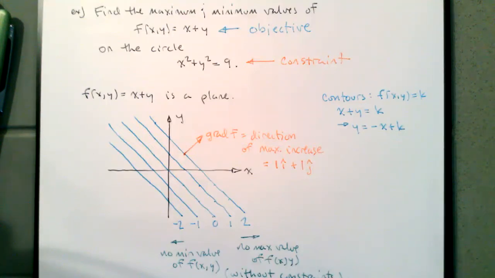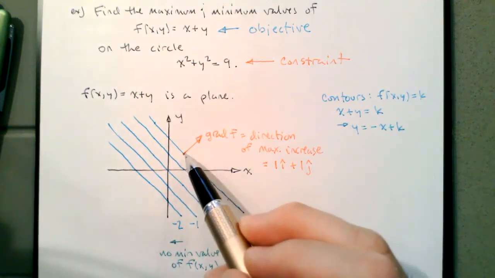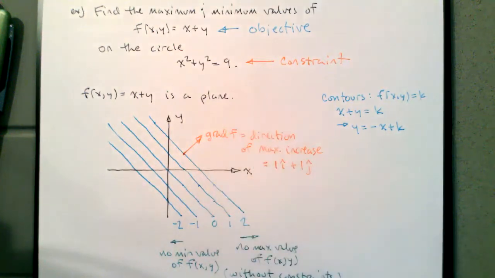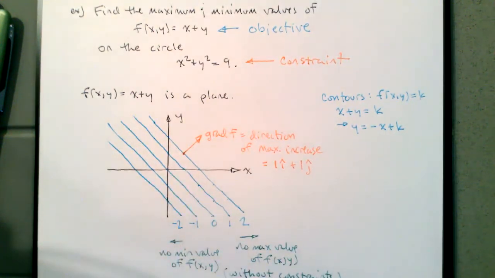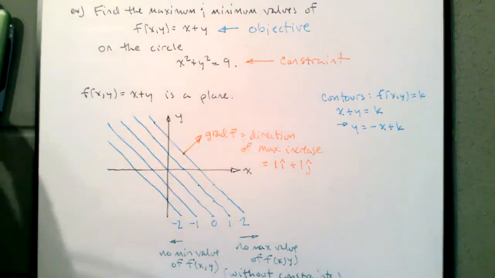All right. So the contours are all these lines with a slope of -1. We know we get higher values of the function if we go in the direction of 1, 1. And if we go in the opposite direction, -1, -1, we'll have maximum decrease.